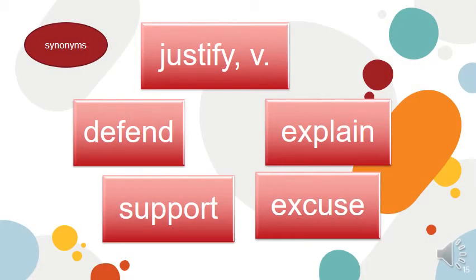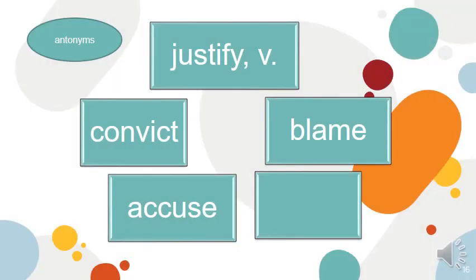Justify, which is a verb, means to show or be fair or right, or give good reasons for. So the synonyms are to defend, to explain, support, or excuse. Justify as a verb, the antonyms are convict, blame, and accuse. Only three. Convict, blame, and accuse.